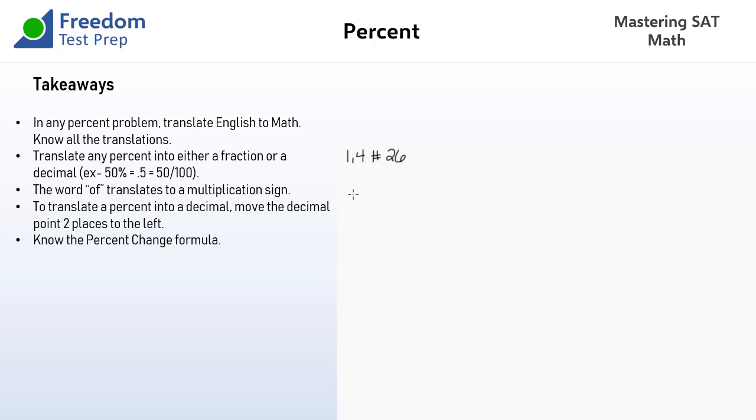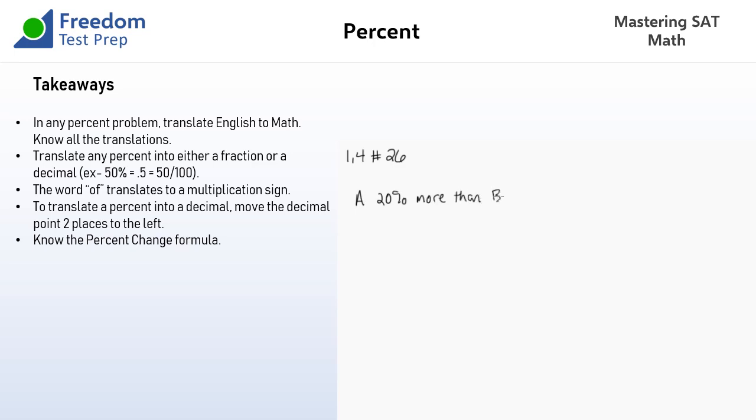Katerina is a botanist studying the production of pears by 2 types of pear trees. She noticed that type A trees produce 20% more pears than type B trees did. So I'm going to write down A produced 20% more than B.